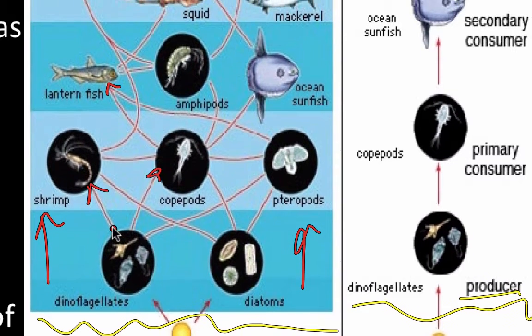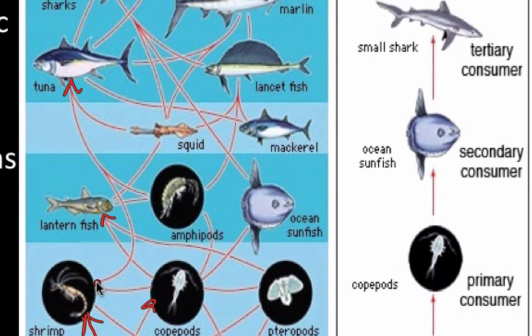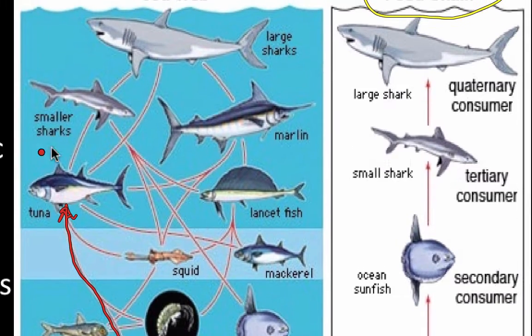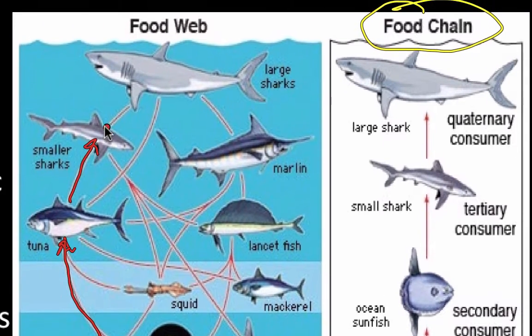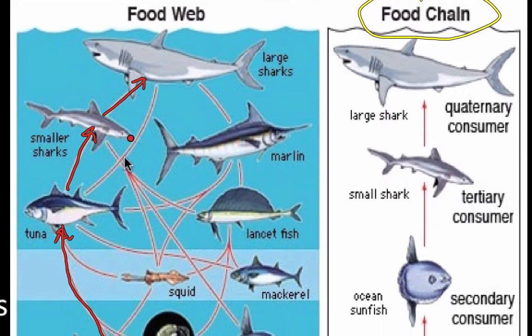Let's find one food chain in red here. So there we go, dinoflagellates to shrimp. This shrimp we can follow all the way up to the tuna to the smaller shark, and the smaller shark to the larger shark. So there's one chain there.